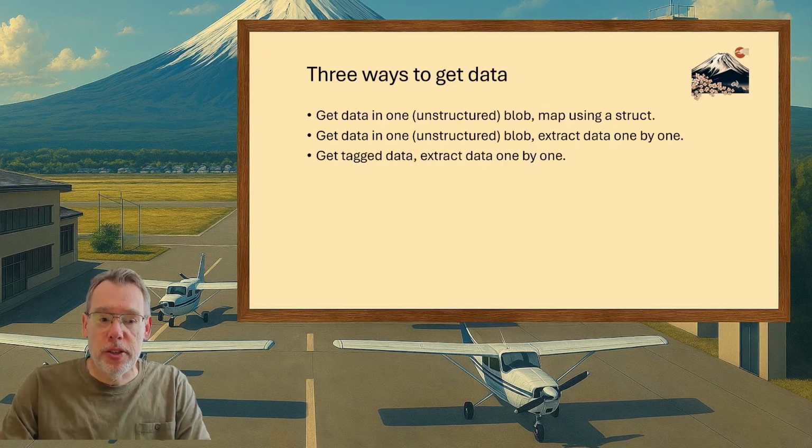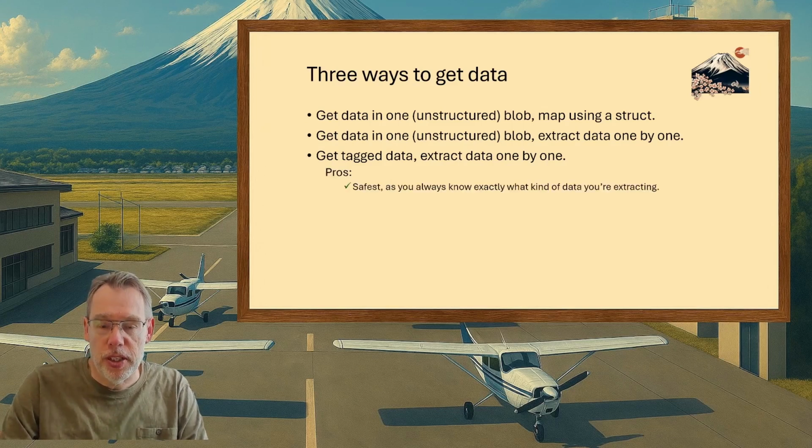The third way is to get tagged data and extract the data one by one. Now, the advantage is that this is the safest way to do it because you always know exactly what item you're going to get, so what type it is and how you need to extract it.